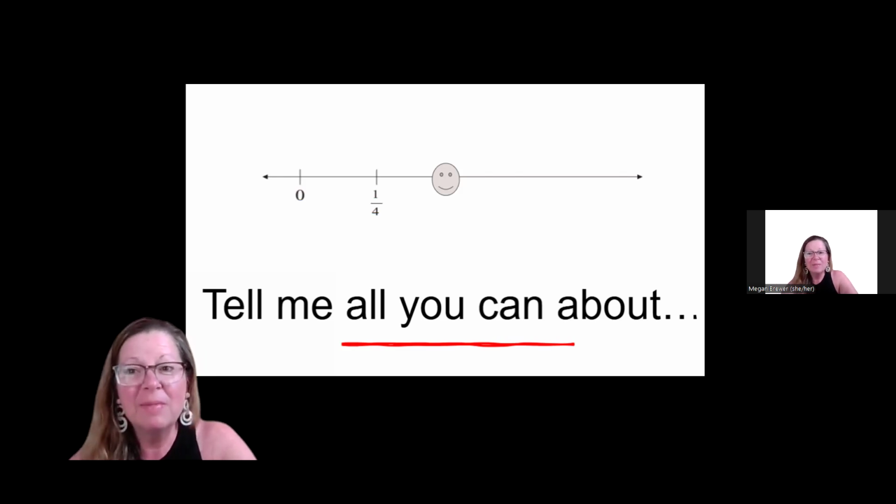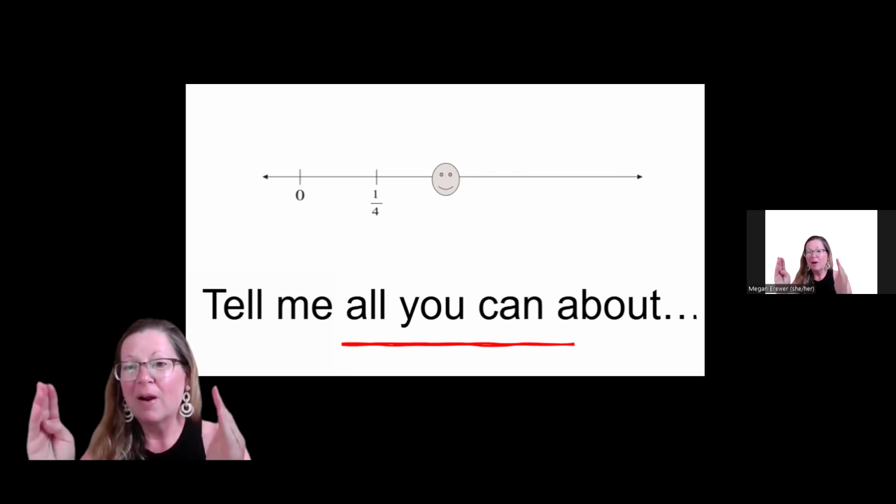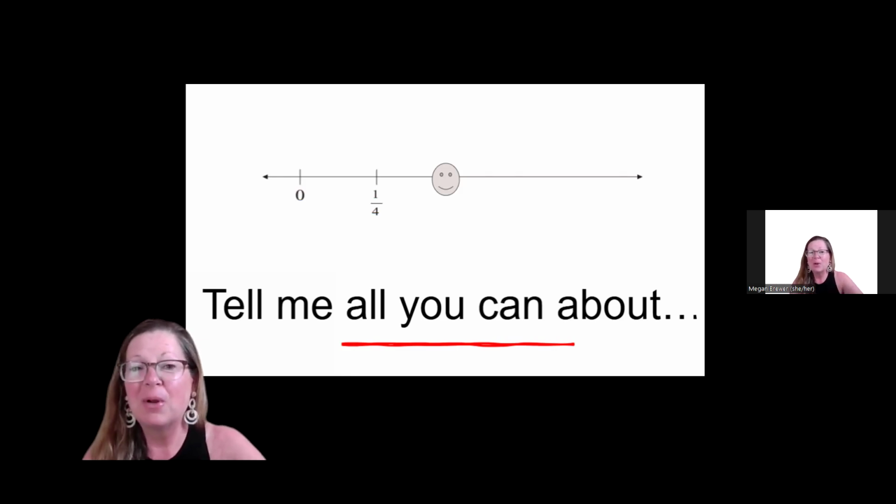But I'll tell you a hint. We have everything we need to know in this example. Don't tell your kids this. Let your kids figure this out on their own. But from the 0 to the 1/4 mark, that's a very important line segment, giving you information on the length of a fourth on this particular number line.